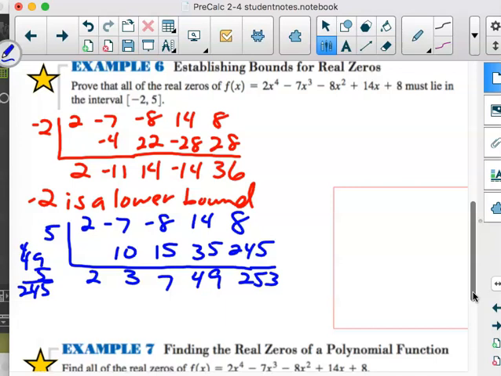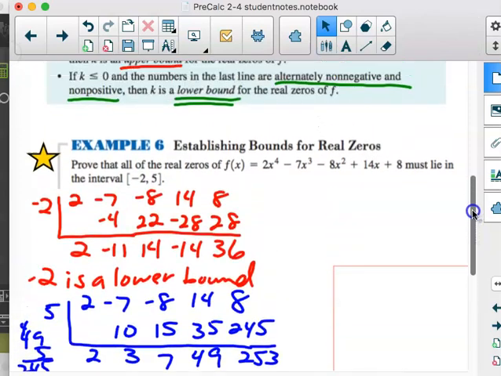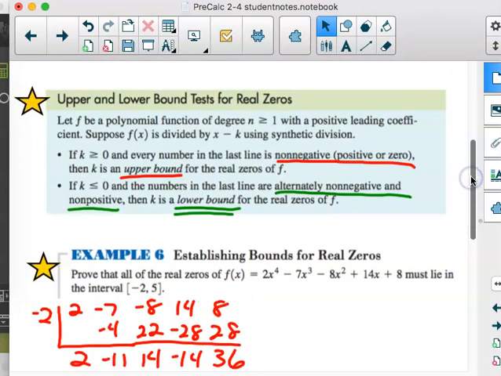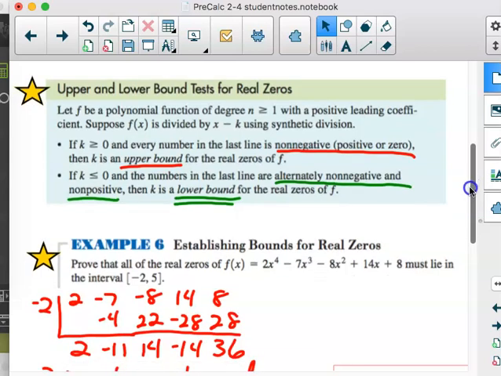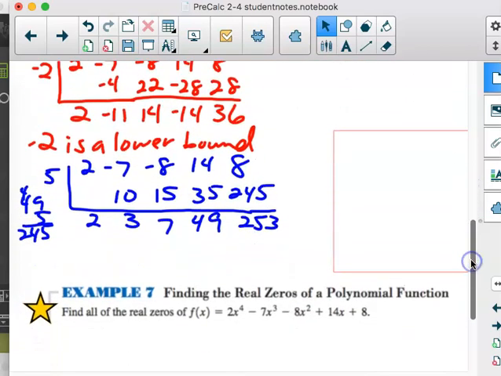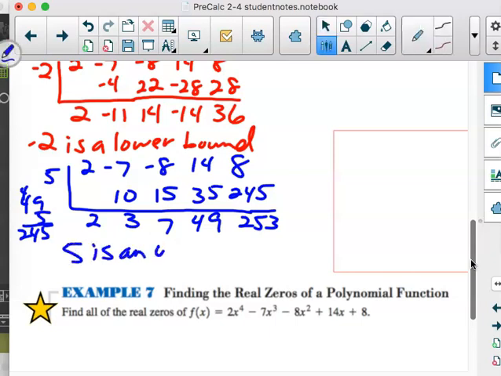So now let's check and see, what did they say had to happen if we're going to see an upper bound? All of those numbers in that last line need to be non-negative, so either positive or 0. They were all positive. So that means 5 is an upper bound.